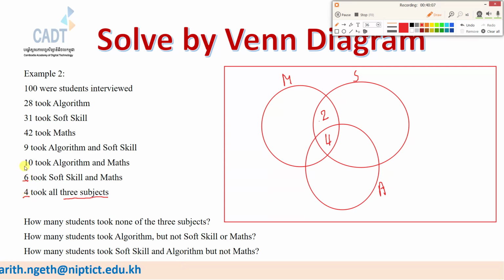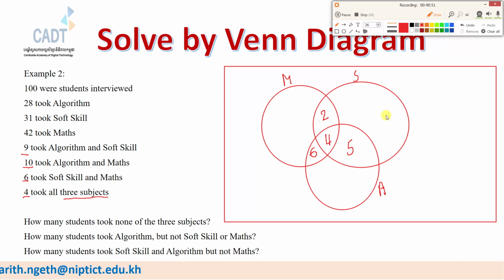And 10 algorithm and math. This one is algorithm and math. This one over here 10. But we have this one is 4. So it is 6 in here. It is 6. And 9 algorithm and soft skill. 9 algorithm and soft skill. This is soft skill, this is algorithm. 9. So this has 4. Soft skill and algorithm is 4. And this is algorithm, soft skill and math is 4. So soft skill and algorithm 9 minus 4 is 5. So this one is 5.